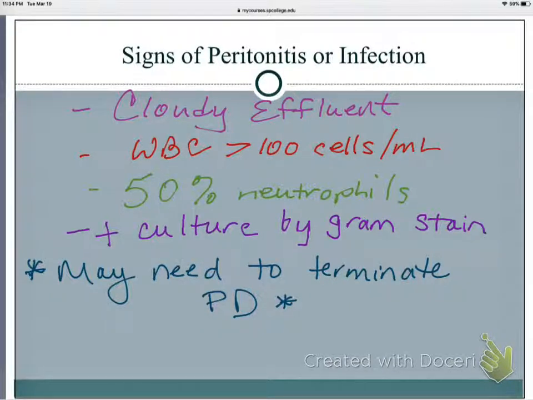And again, we talked about signs of infection or peritonitis, with cloudy effluent. Our WBCs are elevated, greater than 100 cells per mL, and half of them are neutrophils. Again, a positive culture by Gram stain would confirm the diagnosis of peritonitis.